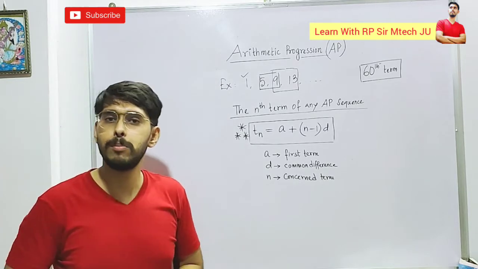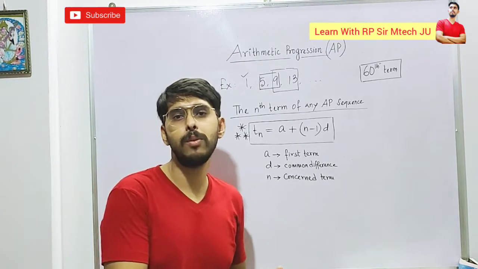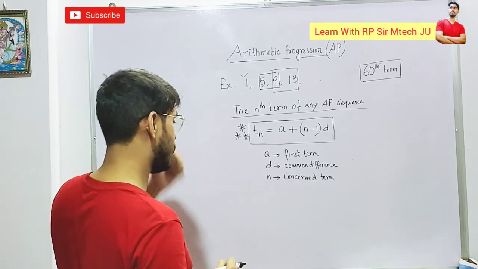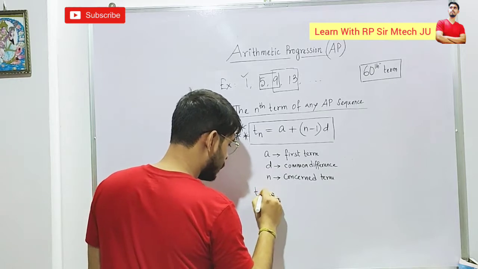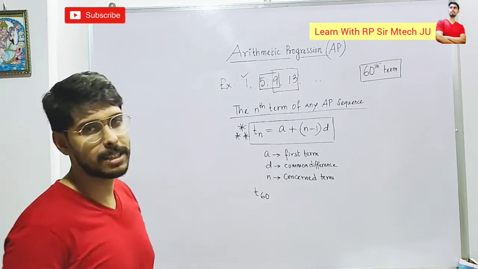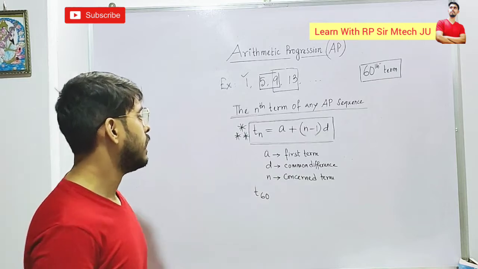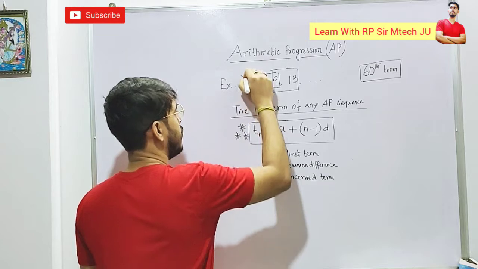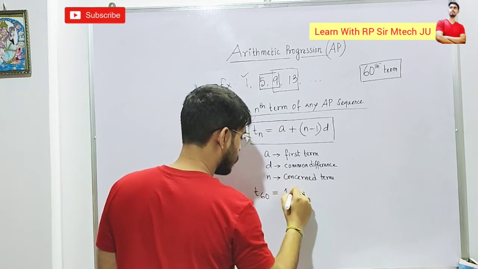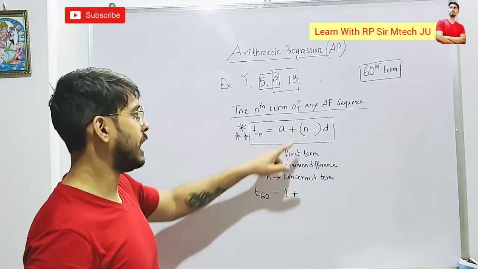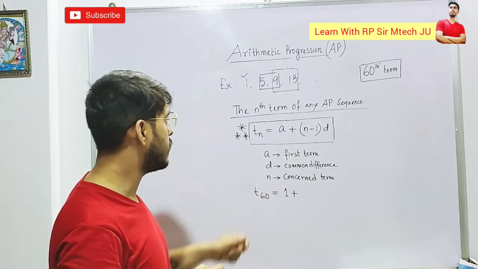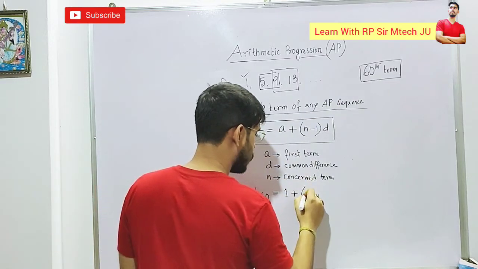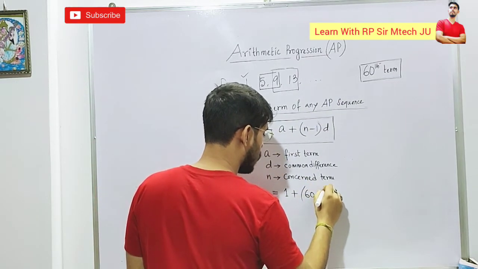So I hope you have paused the video and done this. Now we are going to find out the answer. So see, here it will be T60, the 60th term. And what will be the value? So A, what is A? A is the first term, that is 1, plus what is N? N is the number of the term. So which term? 60th term. So N will be 60 minus 1 into D.